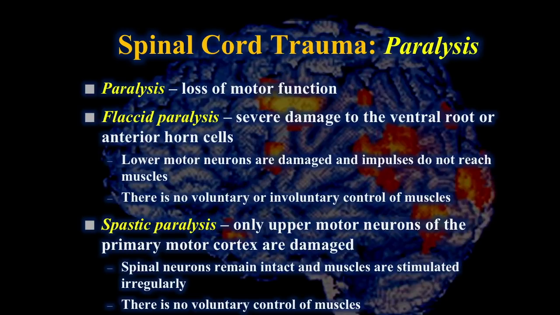Okay. All right. So homeostatic imbalances, things that happen to the spinal cord. Paralysis. Okay. So paralysis is loss of motor function, which happens if there is an injury anywhere in the spinal cord. There are two types of paralysis due to the severity and where the damage is located. Okay, so our first one is flaccid paralysis. Anybody know what the word flaccid means?